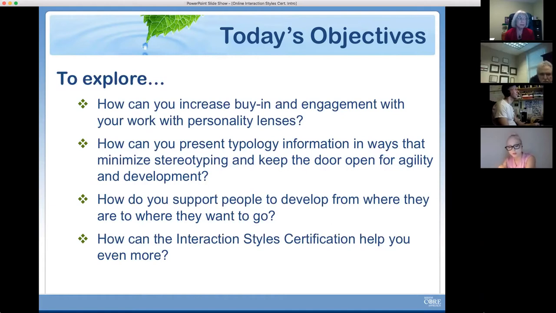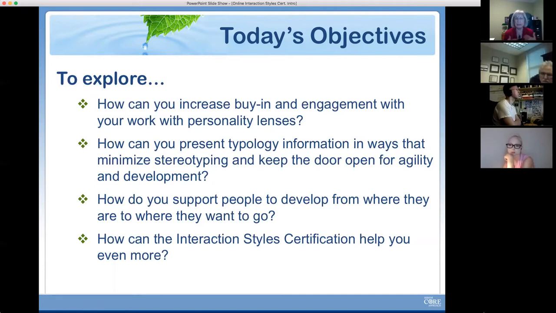And then how can you present typology information in ways that minimize stereotyping, and keep the door open for agility and development? One of the biggest problems we have with any kind of typology is that people tend to use it, and it's just natural. You learn that there are dogs and cats when you're a baby, just learning to talk, and then you call a cat a dog because you have a dog, and they're both furry, and there's enough similarity.